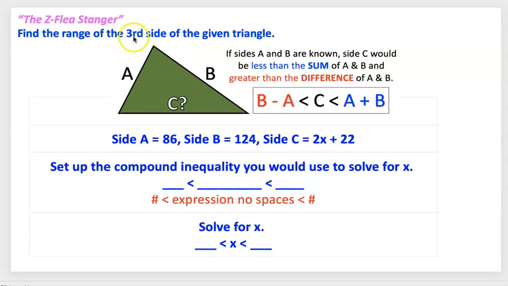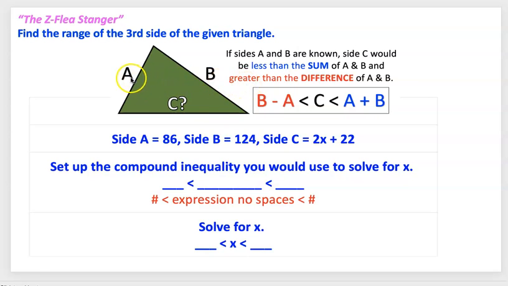Find the range of the third side of the given triangle. Technically, we're finding the range of the x values of the third side, but hey, that's just splitting hairs here. So this is part of a thing called the third side rule of a triangle. If you know two sides of a triangle, the third side's got to be between the sum and the difference.